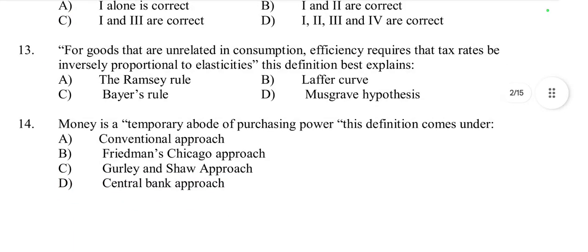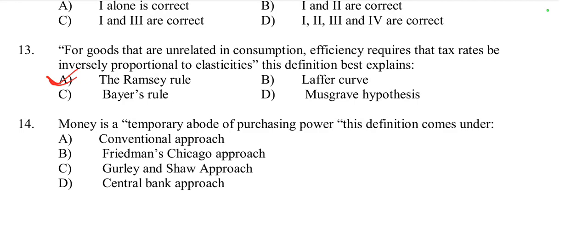Then question number 13. For goods that are unrelated in consumption, efficiency requires that tax rate be inversely proportional to elasticities. This definition best explains the Ramsey rule, Laffer curve, Bayer's rule, or Musgrave hypothesis. It is the definition of the Ramsey rule. So what is the Ramsey rule?